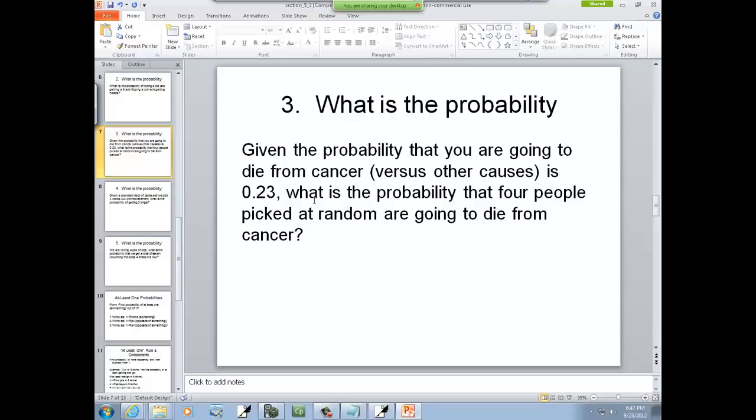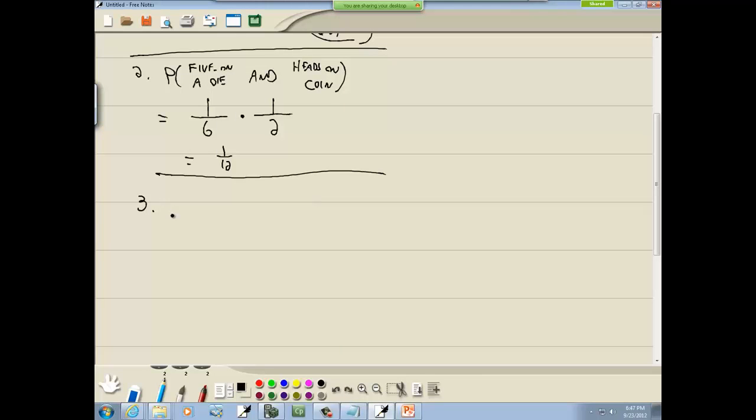Okay, what is the probability that 4 people picked randomly are going to die from cancer? So 4 people die from cancer. Now what this means is the first person dies from cancer, and the second person dies from cancer, and the third person dies from cancer, and the fourth person dies from cancer. So there's implied ands in here. So it's multiplication. Well, the probability that one person is going to die from cancer is 0.23. So we're going to take 0.23 times itself 4 times, because we've got 4 people.